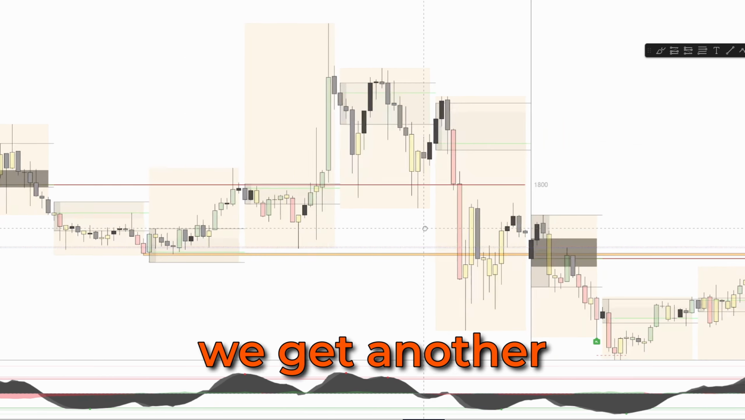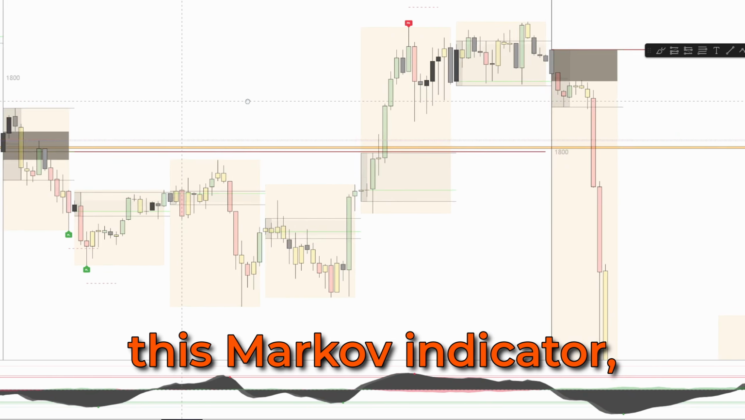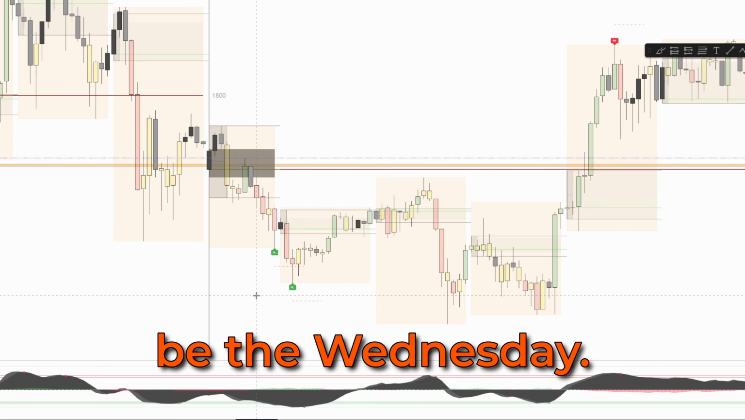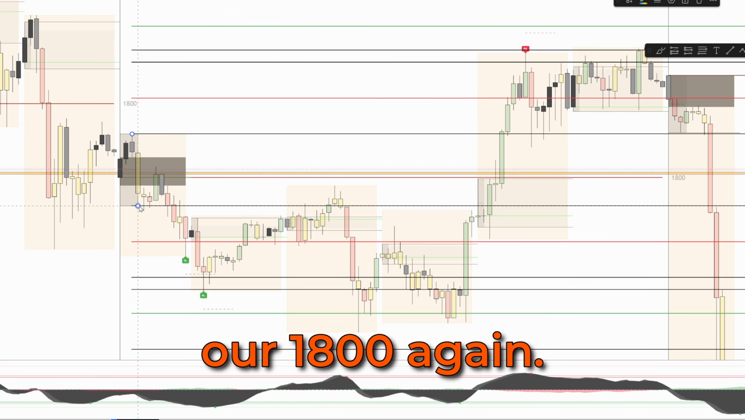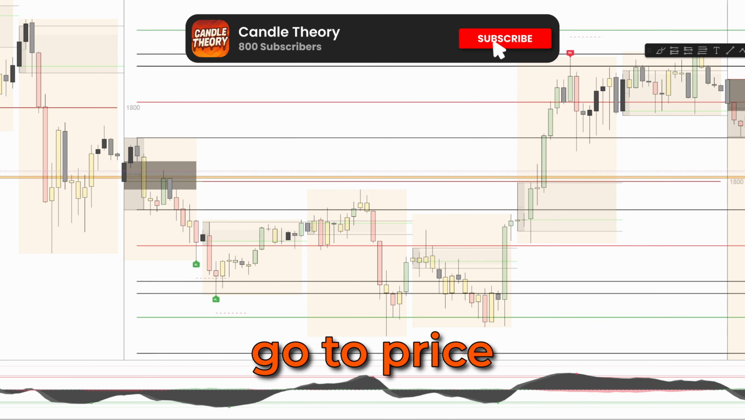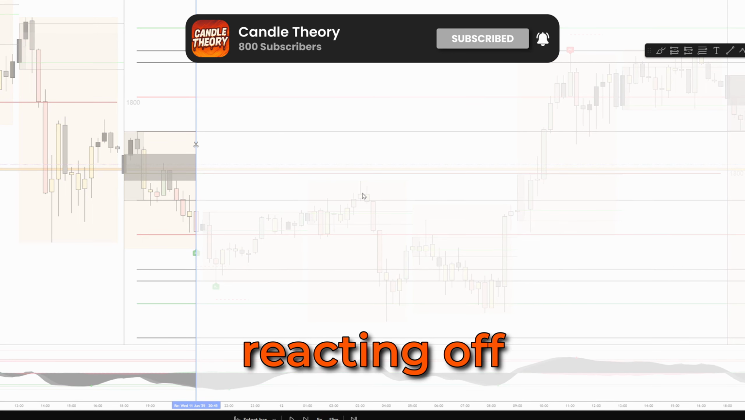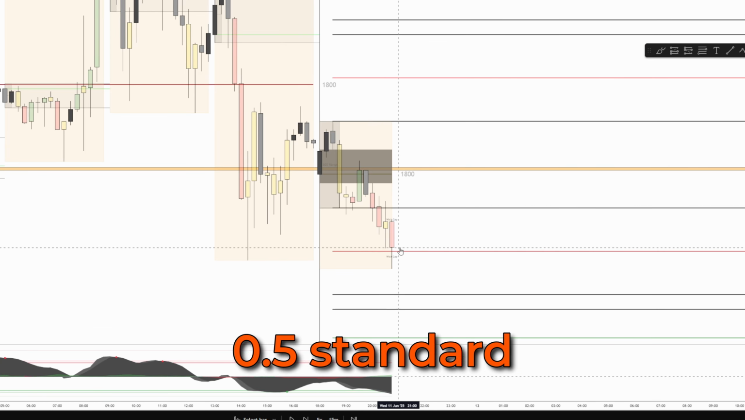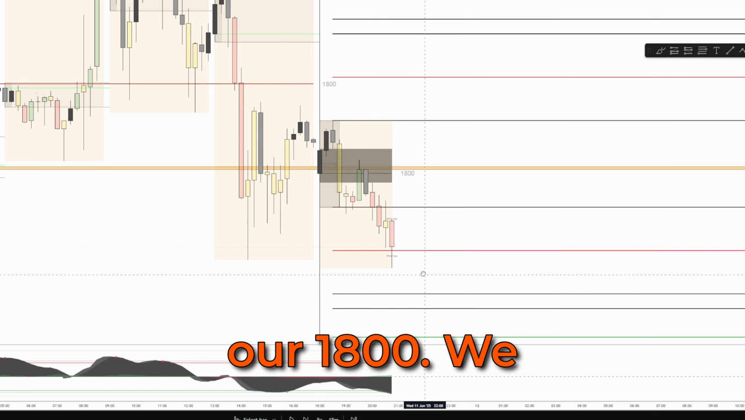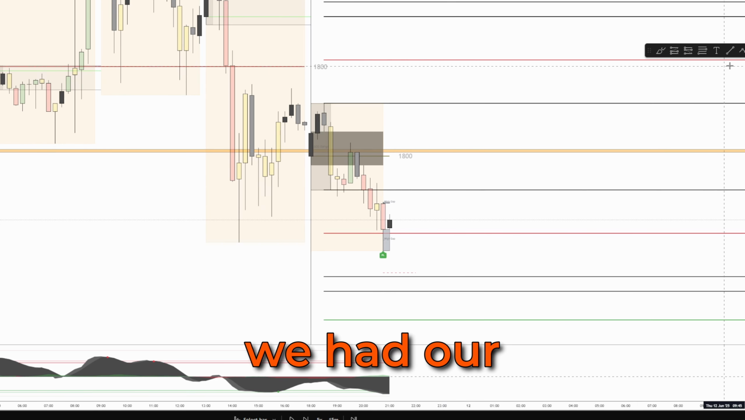So let's go to a day where we get another signal from this Markov indicator, which is actually going to be the Wednesday. So let's do that by drawing out our 1800 again. And let's go to price reacting off of standard deviation. So we have price coming up to the 0.5 standard deviation of our 1800.